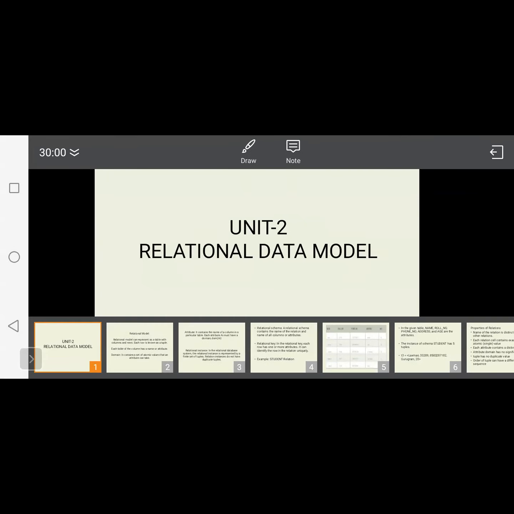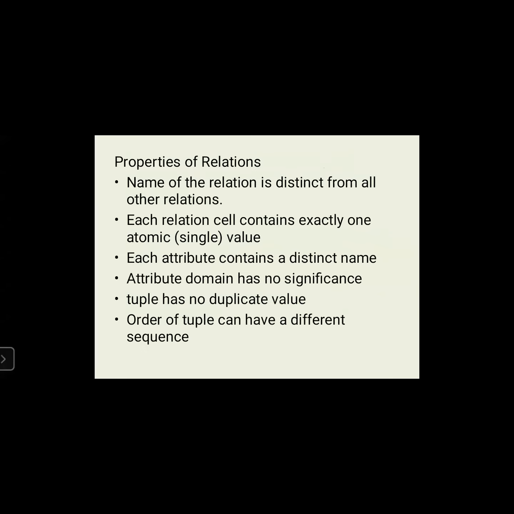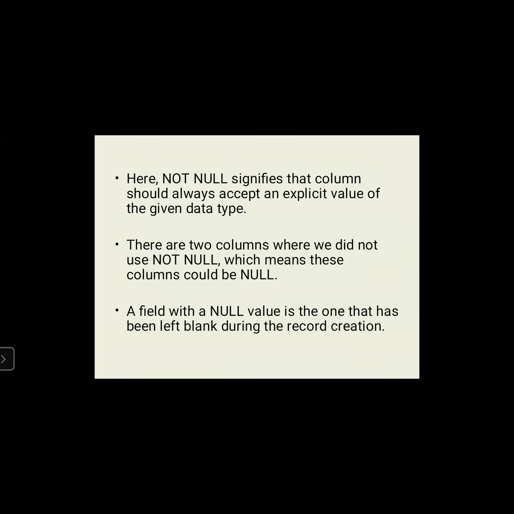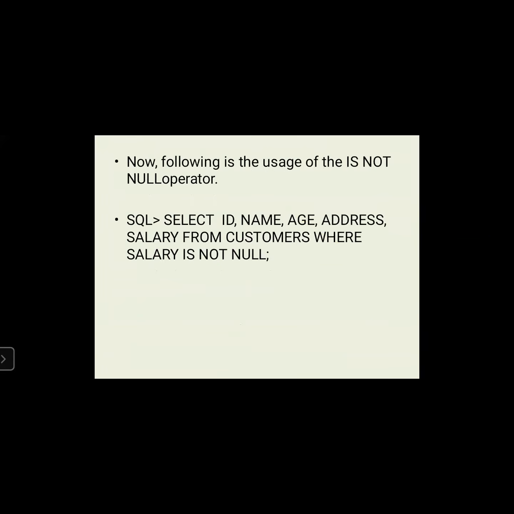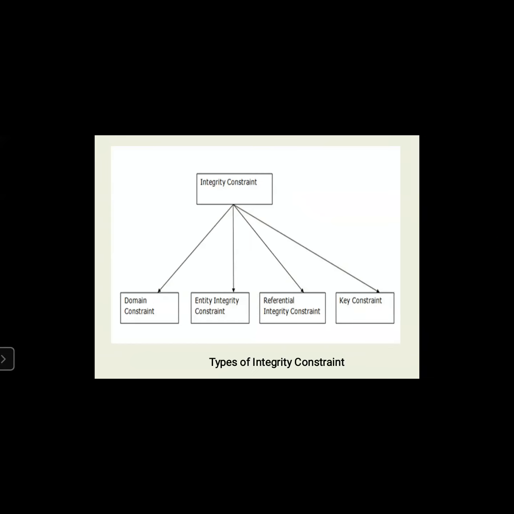Just to see now, in the last class we discussed all these things. Null values: how can null values be identified? With is null and is not null. Am I right? How do we find the null values in tables? In the last class we also discussed what a domain constraint is, what an entity integrity constraint is, what a referential integrity constraint is, and what a key constraint is. So here we mainly discussed the four types of integrity constraints.